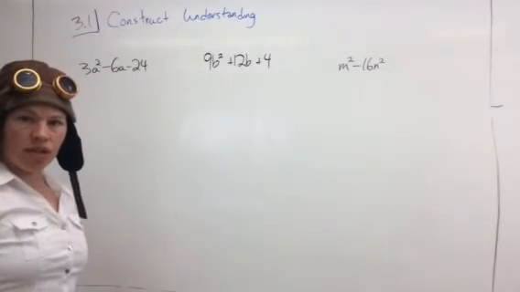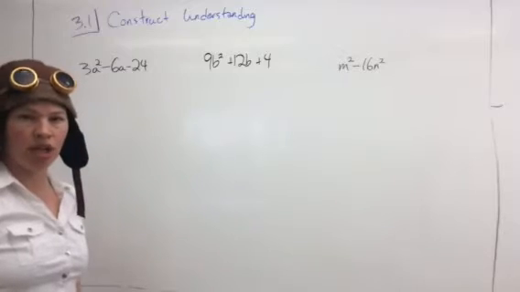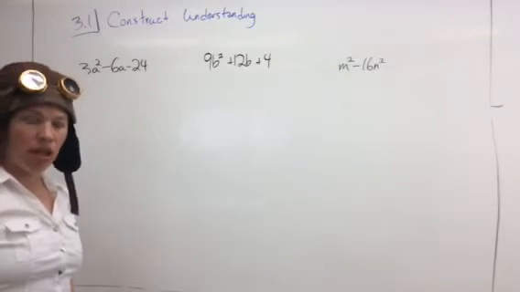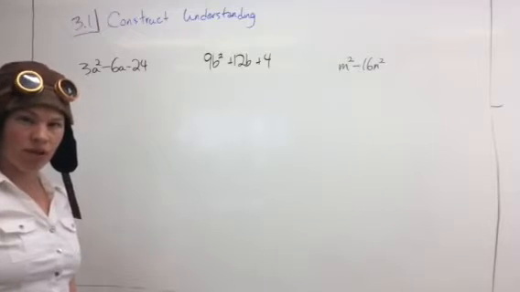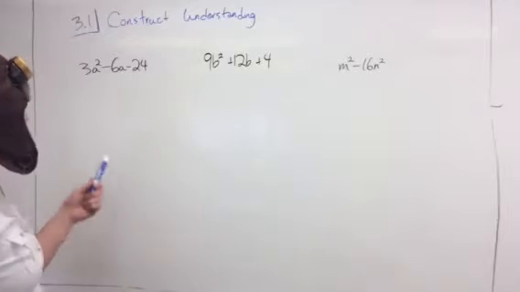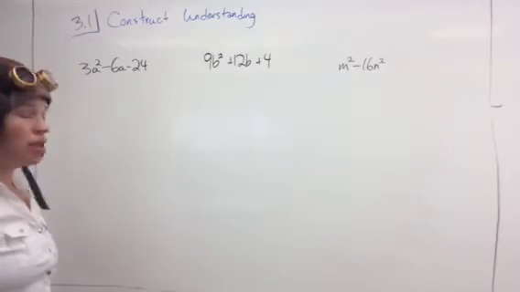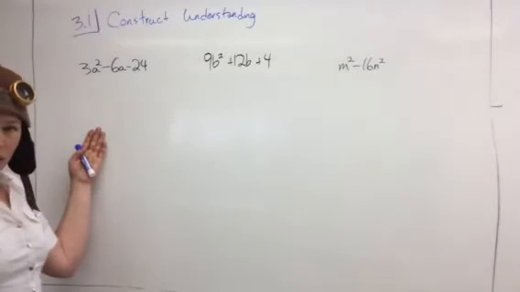So your construct understanding activity gives you 6 different equations to factor, but I'm only going to do 3 of them here. And it also asks you to find a difference of perfect squares and a perfect square trinomial. So I've decided that I'm going to have a look at this one, that one, and that one, and you can try the other 3 on your own.